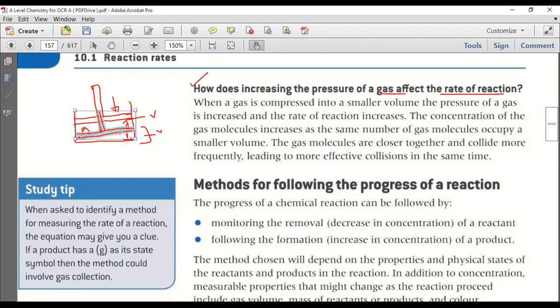Clear? So when a gas is compressed into a smaller volume, the pressure of the gas is increased and the rate of reaction increases. The concentration of the gas molecules increases as the same number of gas molecules are now occupying the smaller volume. The gas particles are closer to each other and collide more frequently, leading to more effective collisions in the same time. Got it? Clear? So because of this, we can say that the more the pressure of a gas, the more will be the rate of reaction.